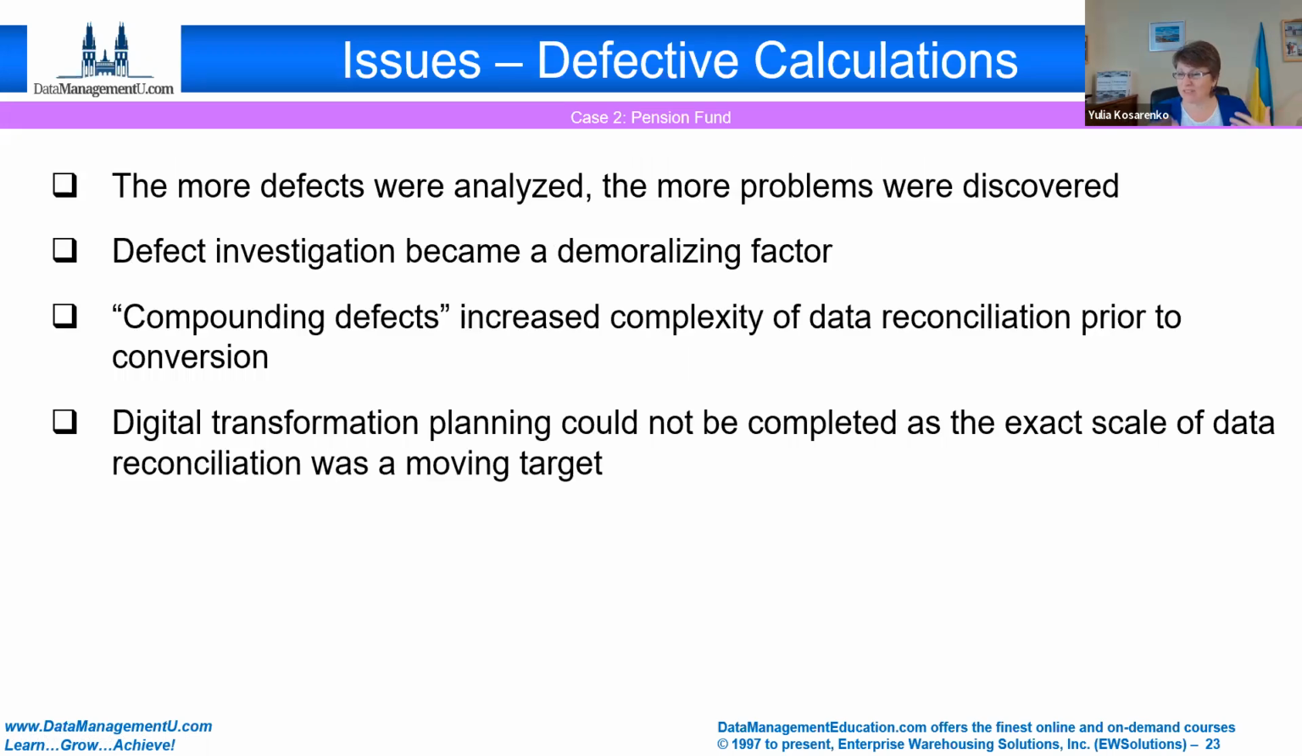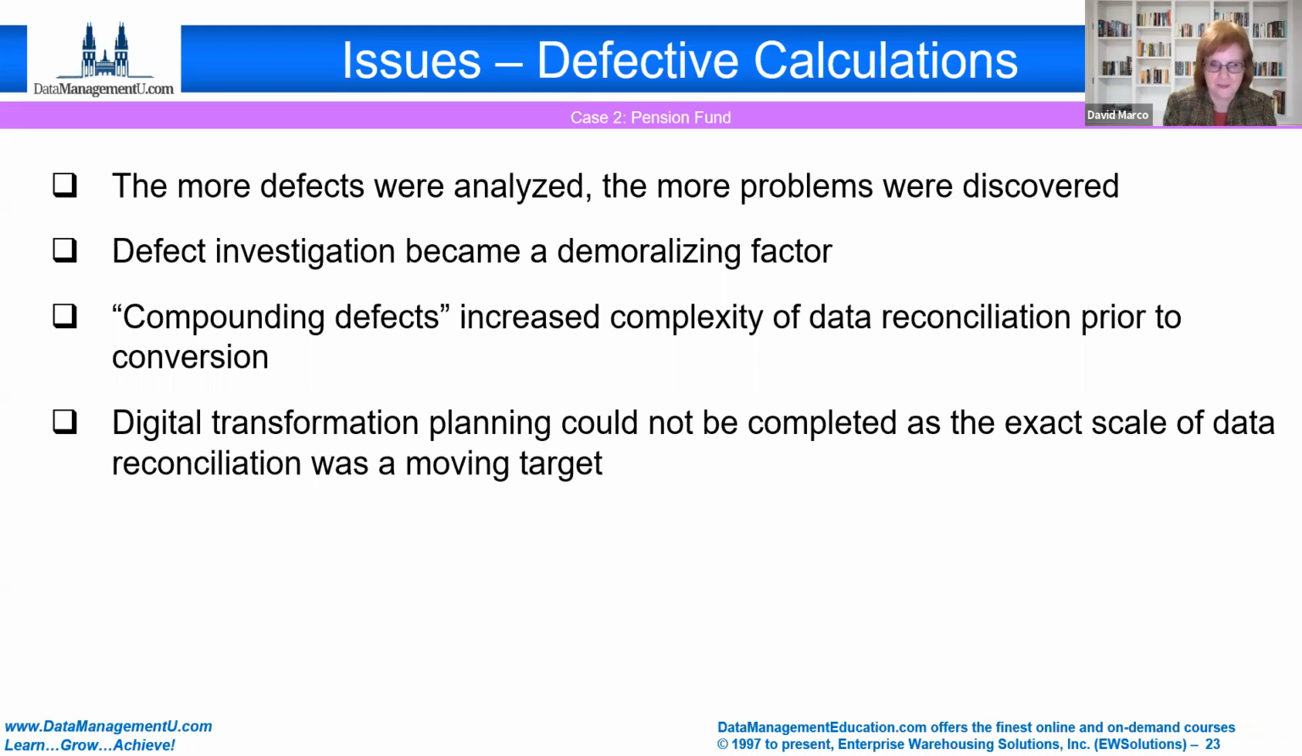What happened was, the more those defects were analyzed, of course, we discovered more problems. It was even worse than we thought, because until you investigate it, you sometimes don't know the depths. And that defect investigation became a bit of a demoralizing factor. People hate investigating data issues, but anything that has to do with calculations is even worse, right? Because it's so easy to make a mistake.